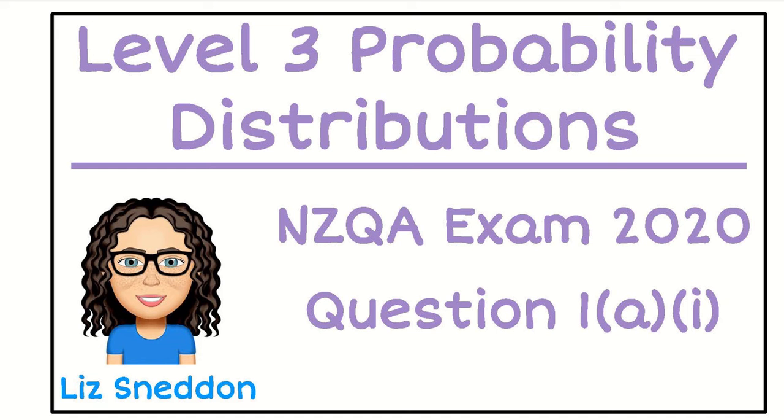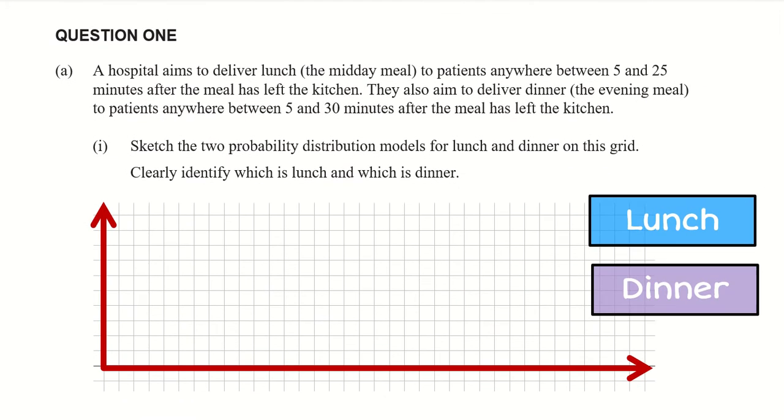And here's the answer to question 1A, Part 1. So what we've got is some information here about times to do meals. In particular, you've been given information that for lunches it takes anywhere between 5 and 25 minutes. Then for dinners, it takes anywhere between 5 and 30 minutes.